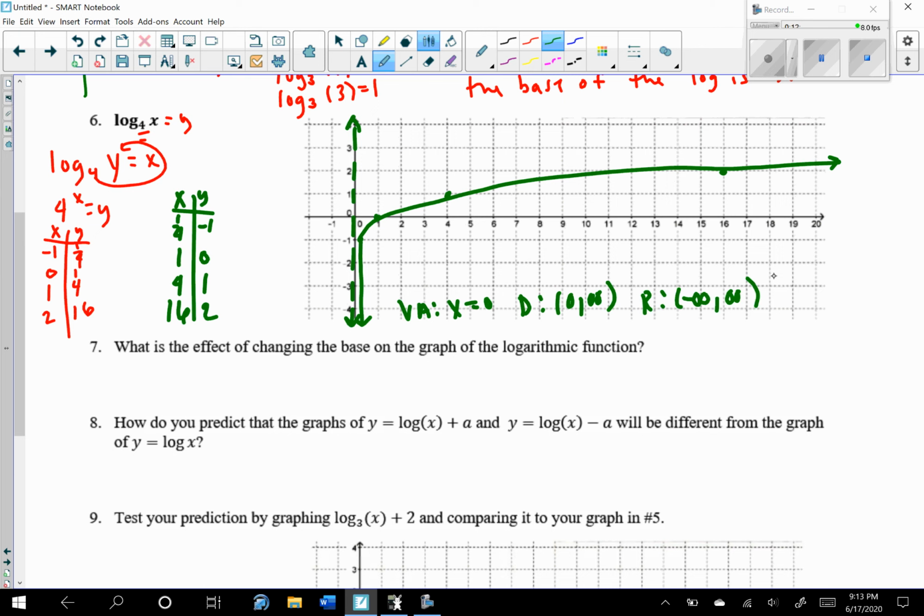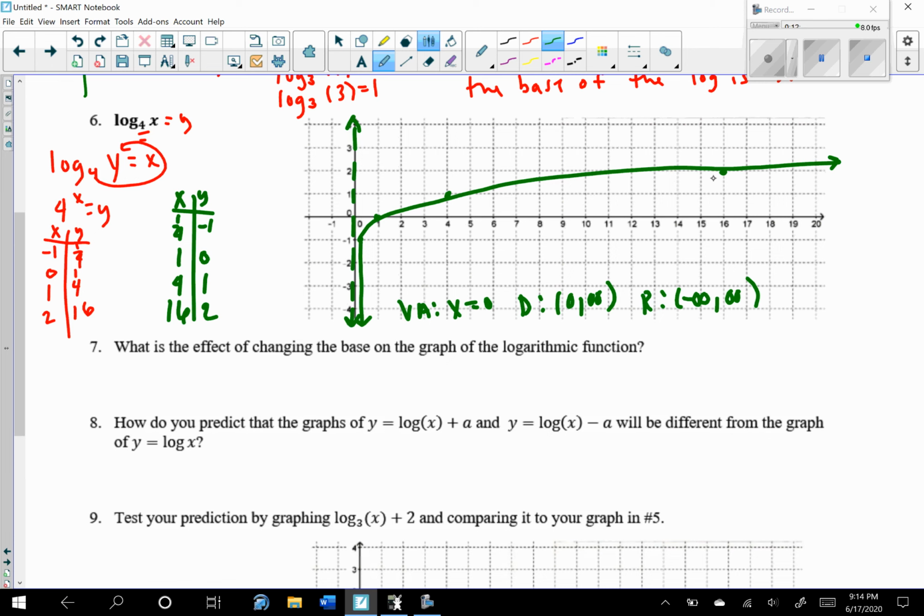Now, I don't always graph the inverse in order to help me graph my logarithmic function. So when you get better at this, you can just think about the base and think about, like I said, perfect squares or perfect cubes. In this case, we use the base 4 in order to come up with the values. So I knew that 4 to the first power is 4 and 4 squared is 16. So that's another way you can look at it.